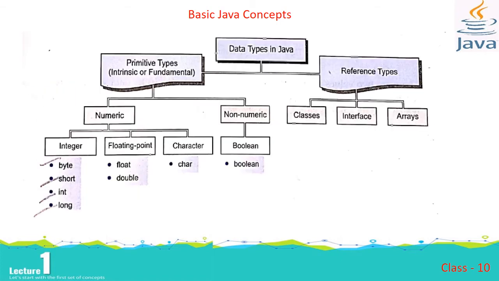Here is a chart which shows the classification of these data types. So, data types are broadly classified into primitive data types and the reference data types. Primitive data types are further divided into numeric and non-numeric. Numeric data types can be of different types, that is integer, floating point, character. Under the integer, we have byte, short, int, long, and in floating point we have float and double, and in character we have only character, and in the non-numeric we have boolean, right? And in the reference data type we have classes, interfaces, and arrays.